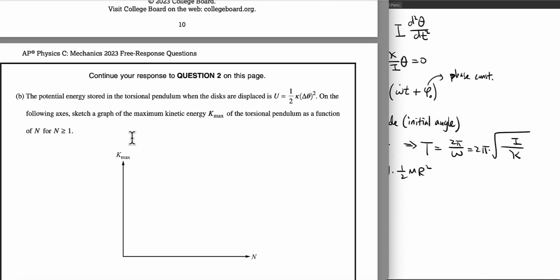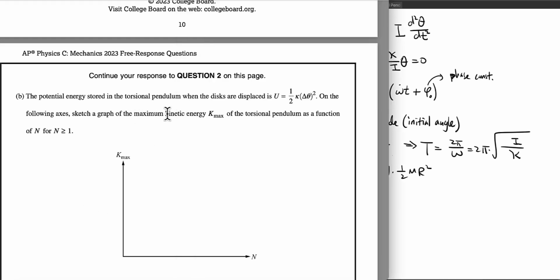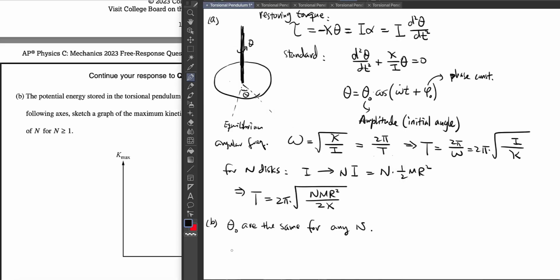So now for this question, I would say, because the initial twist angle theta naught is the same for any number of disks, for any n, the total, or the maximum kinetic energy of the torsional pendulum will be the same. So Kmax will be the same for any n.